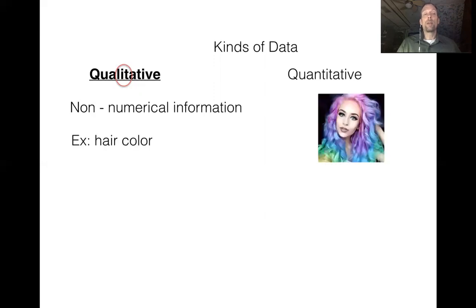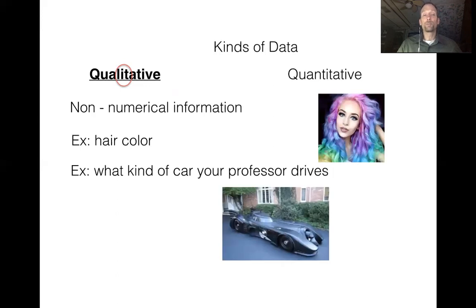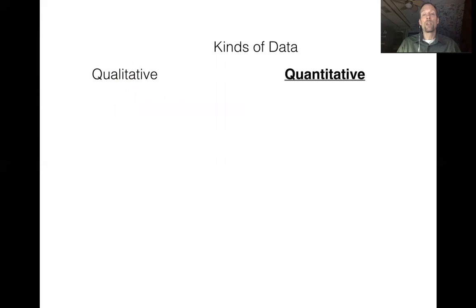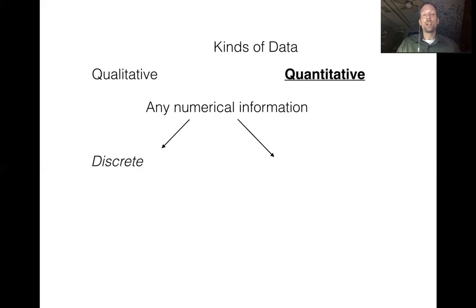Now, some examples of that might be somebody's hair color or what kind of car a professor drives. We're not going to work a whole great deal with qualitative data because we can't really do that much with it until we start to code it. And we're not going to get into coding in this statistics class. We're going to spend much more time with quantitative data. So quantitative data is any kind of numerical information, which makes sense if qualitative was not numerical information. So quantitative is going to break down into two pieces, discrete and inferential.